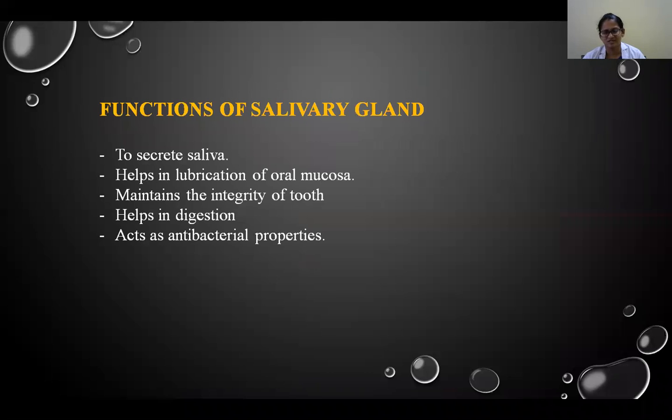Coming to the function of the salivary glands, what is the main function? They secrete saliva, and it helps in lubrication of the oral cavity. It keeps the mouth wet. It lubricates the oral mucosa, and it maintains the integrity of the teeth. It helps in digestion. The teeth break down the food particles into small pieces, and digestion is helped by the saliva, which releases some enzymes.